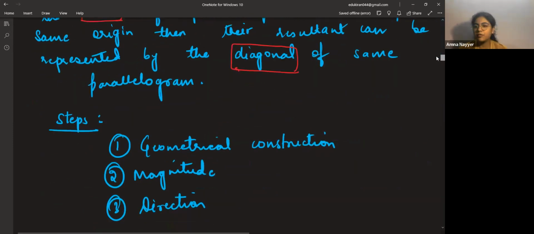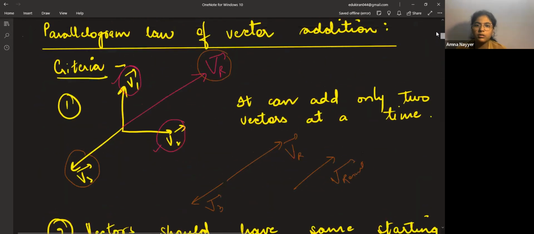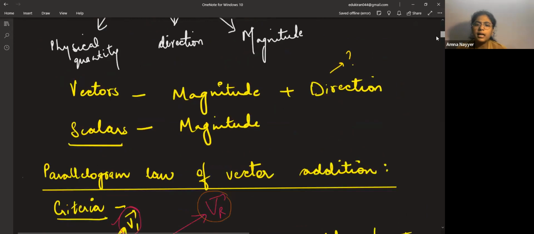There are three steps we have to perform. First is the geometrical construction. Means if your two vectors are given, complete and form it in the form of a parallelogram. Second, magnitude. You have to find out the magnitude of the resultant. And lastly is the direction. Because we are talking about vectors, magnitude with direction will be there. But before coming on to that, note down these basic points. Then I'll start with the derivation. From here, note it down. Till here you had written already in the last class. From here, note it down.